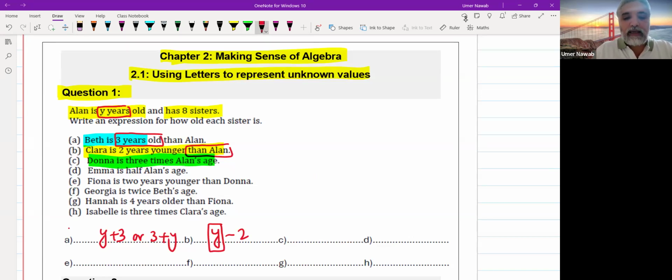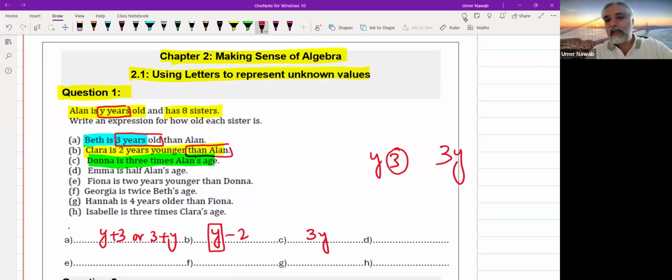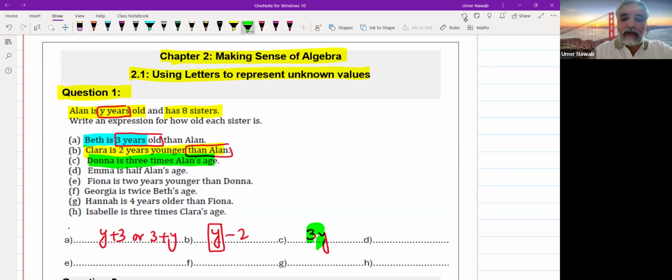Obviously, I'm going to multiply Alan's age with 3. So Alan's age was Y, so 3Y is my answer. Y3 is not a good way of writing an algebraic expression. We try to write the constant or the coefficient first, and then we write the variable. Anything which is written in front of the variable is called the coefficient. And I have never seen someone write the coefficient after the variable. So the best way is to write it as 3y.